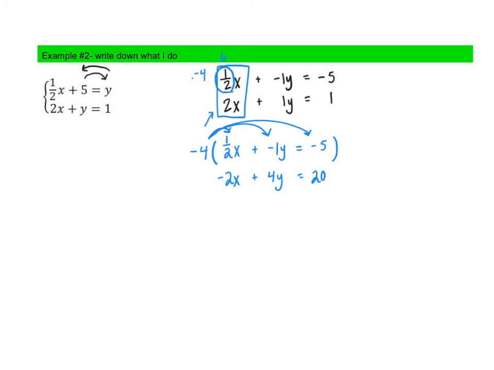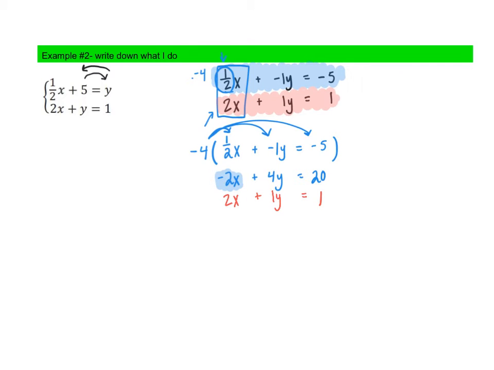So I just took this top equation and rewrote it. I rewrote it so that my x's would be a negative 2x's. And I did that just by multiplying by negative 4. My second equation, right here, nothing changed. It stayed the exact same. So I'm just going to rewrite it down below so that they are stacked on top of each other.